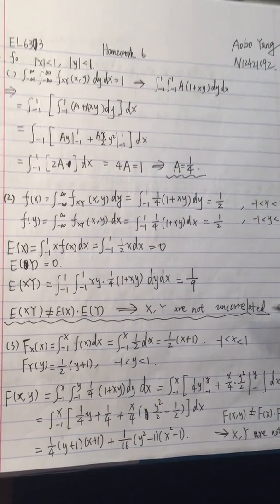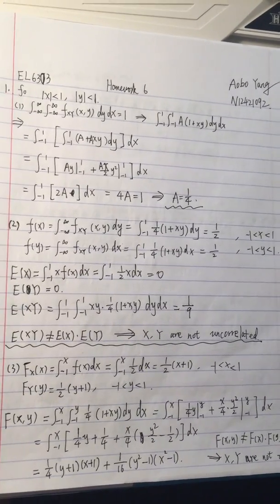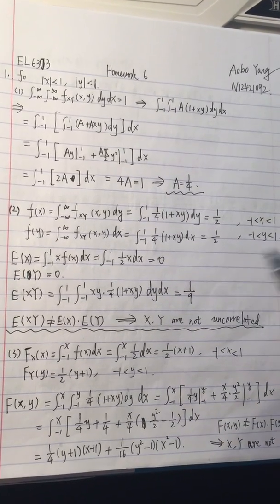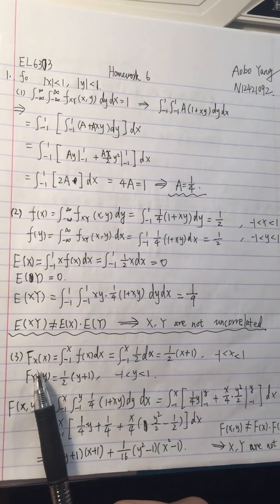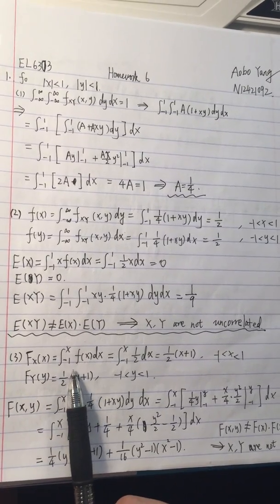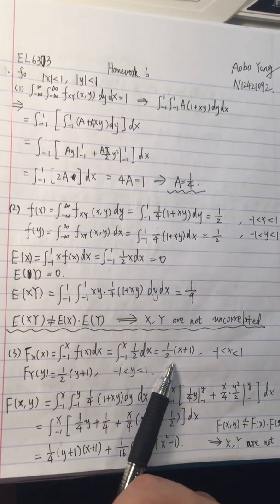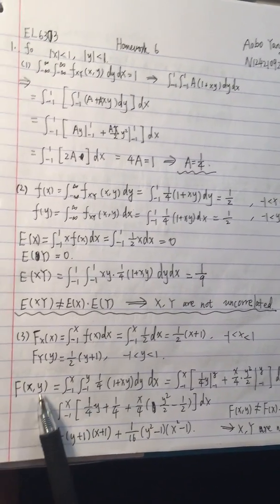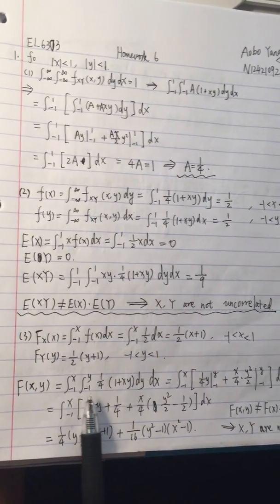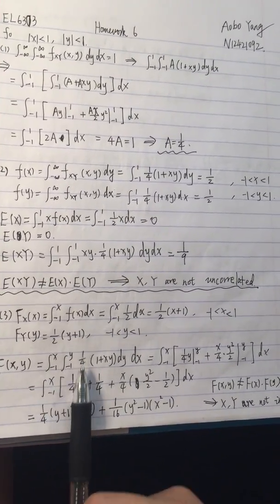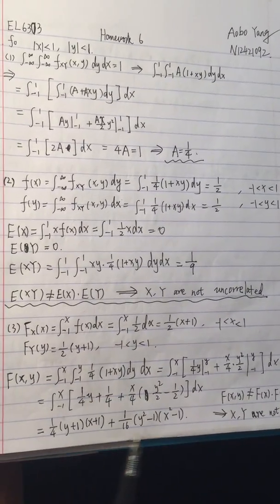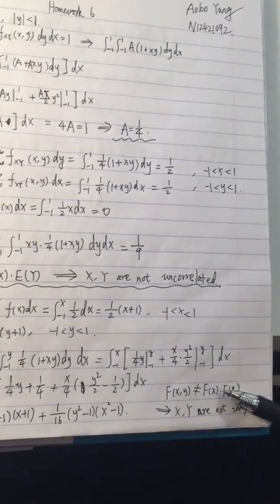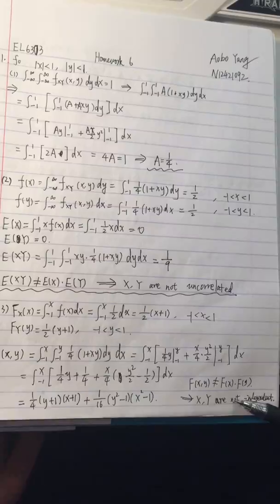Now we need to check whether X and Y are independent or not. We can get that the CDF F_X is the integral from minus 1 to x, which is half of x plus 1, and F_Y is the same, half of y plus 1. And F_XY is the integral from minus 1 to x and minus 1 to y, and we can calculate it like this. So we can easily find that F_XY is not equal to F_X times F_Y, so X and Y are not independent.